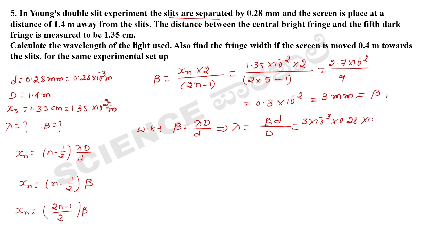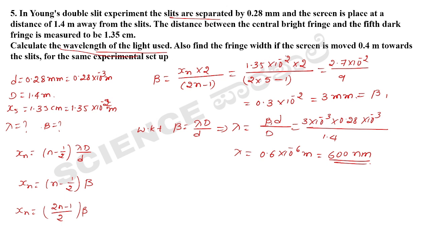0.28 into 10 raised to minus 3 divided by capital D, how much? 1.4. If you do this, you will get the answer, that is lambda is equal to 0.6 into 10 raised to minus 6 meter, or 600 nanometer, that is 10 raised to minus 9. If you shift 3 points to the right side, it becomes minus 9, that is 600 nanometer. Okay, now what they'll give, see, this much is over.